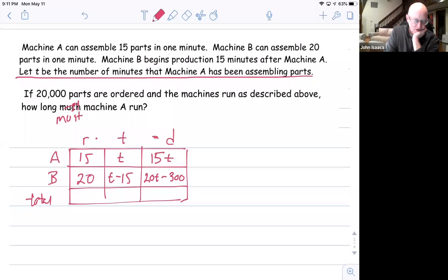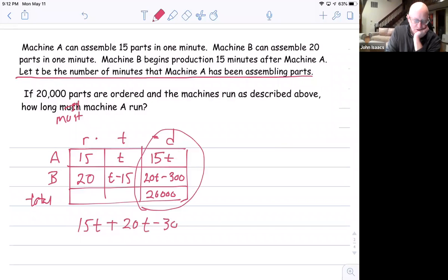Okay. So we want to know when the total of that is equal to 20,000 parts. Now, we don't know how much time here. I guess we could add those 2 times and get 2t minus 15, I suppose, for time. But we cannot add rates. You can't average these rates or you don't do anything with those rates. Don't try to do any math with those rates. Your equation winds up over here. All right. And that equation is 15t plus 20t minus 300 equals 20,000.